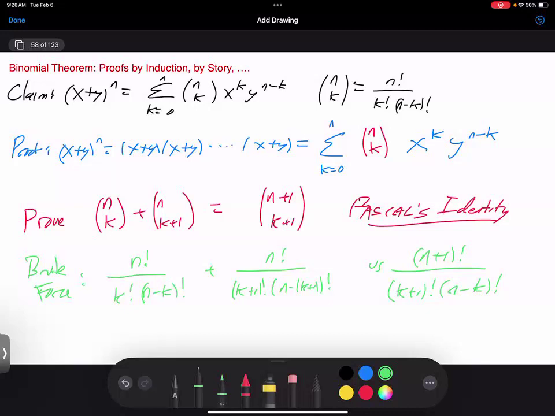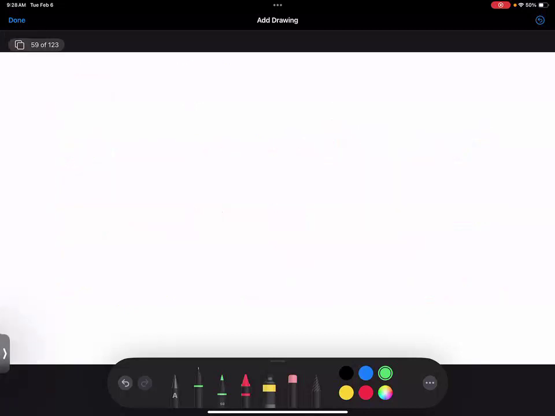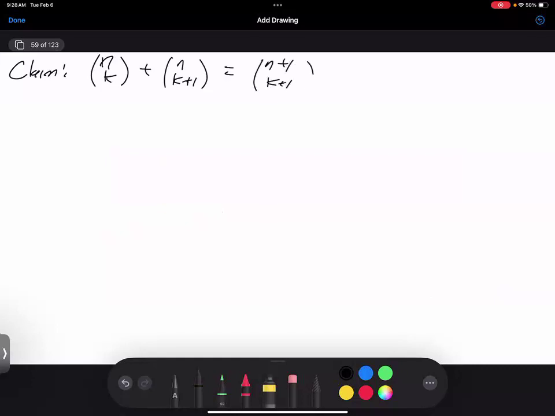But when you do the brute force proof, you have no idea why it's true. Right? You just know that the result is true, but it's not really meaningful. So let's do a more meaningful proof. So claim: n choose k plus n choose k plus 1 equals n plus 1 choose k plus 1, by story.